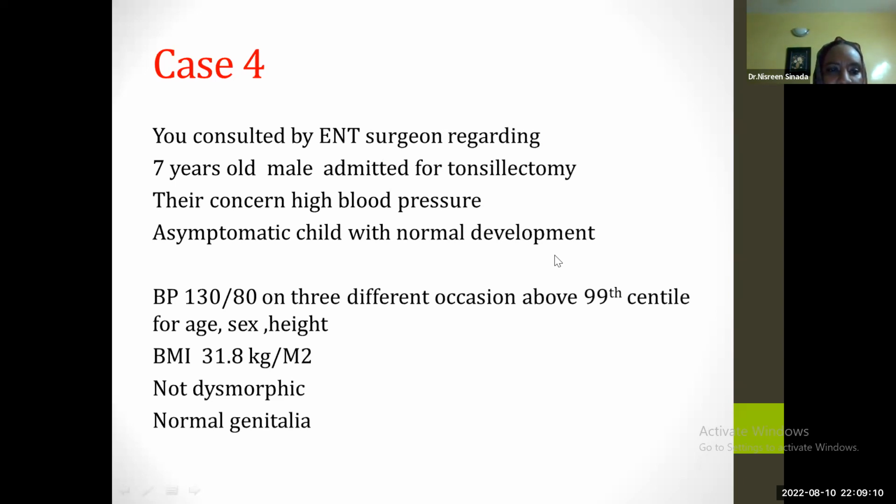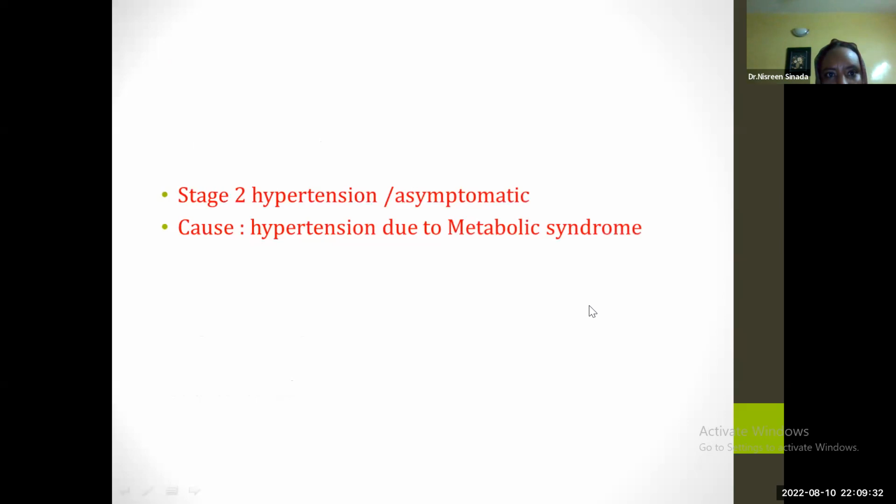Okay, so this is a patient with stage 2 hypertension. He is asymptomatic, so it is not hypertensive emergency, and there is nothing in the history towards a diagnosis, but the child is obese, so it's going with essential hypertension. So it is stage 2 asymptomatic hypertension due to metabolic syndrome.